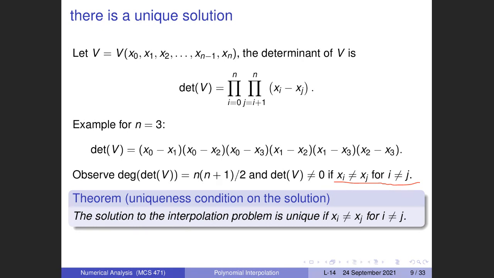So the theorem is then proven. So if the interpolation points are all distinct from each other, then the interpolation problem has a unique solution, and we can talk about the interpolating polynomial.